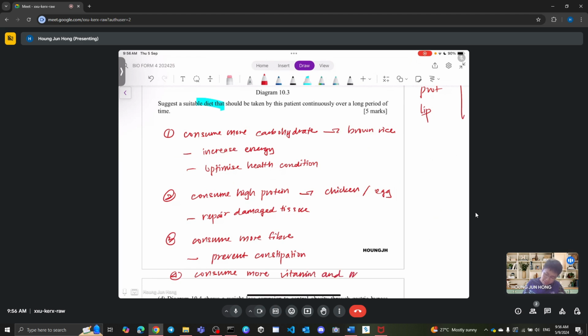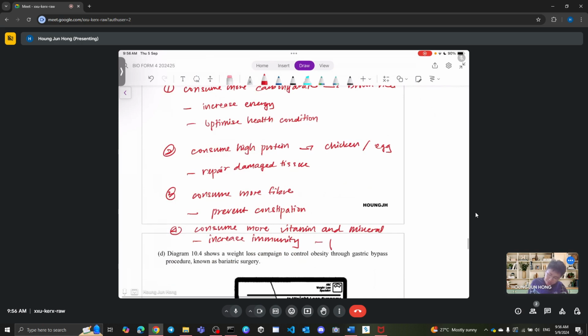Okay, as you know, vitamin and mineral is making us healthy. So a healthy body can fight the cancer better. So this is actually to increase immunity. And also that they are able to actually produce enzyme.